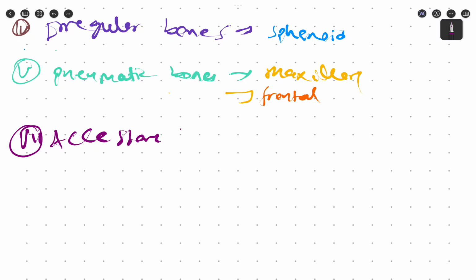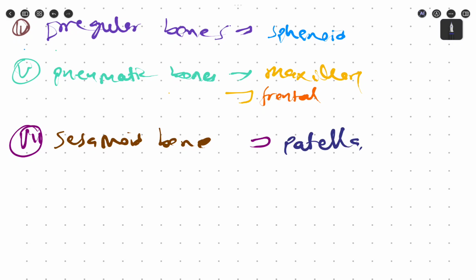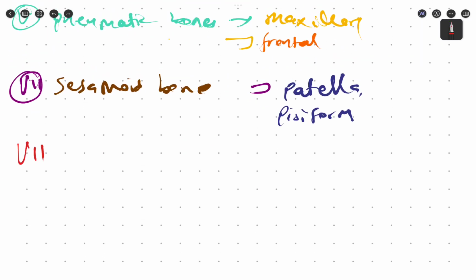Then we have accessory bone, the sesamoid bone. Sesamoid bone means those which ossify in a tendon. For example, the patella, then the pisiform bone. So these are sesamoid bones. And then, at last, the seventh type is supernumerary bone.